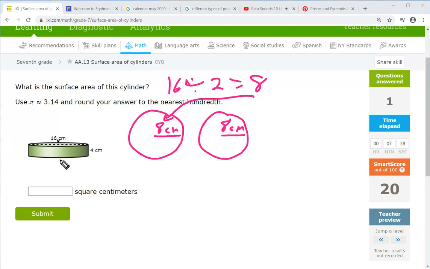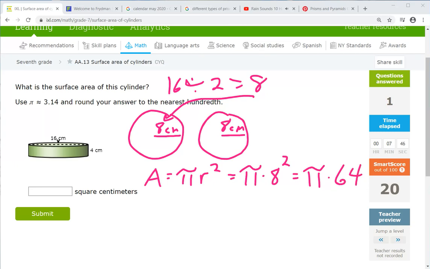And now we just use area equals pi r squared to get the area of those bases. So that would be pi times 8 squared. 8 squared is 64, because 8 times 8 is 64.